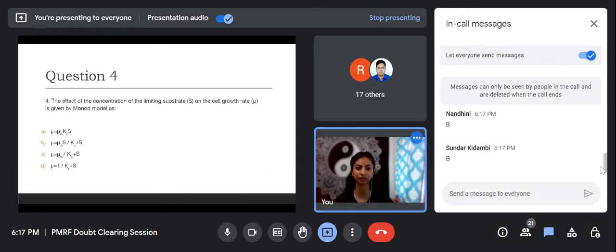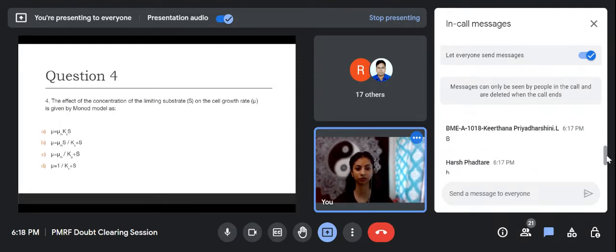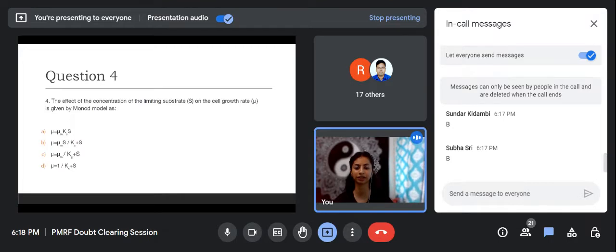So, which is the correct answer? B. Okay. Any other answer? Let me see. B. Right, B. Most of you have, in fact, guessed the correct answer. It is, in fact, B. So this is the Monod model for seeing the effect of the concentration of the limiting substrate on the cell growth rate, right?